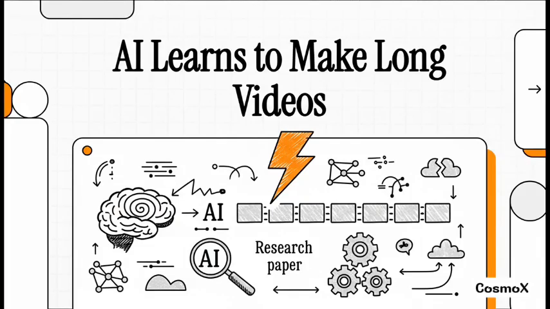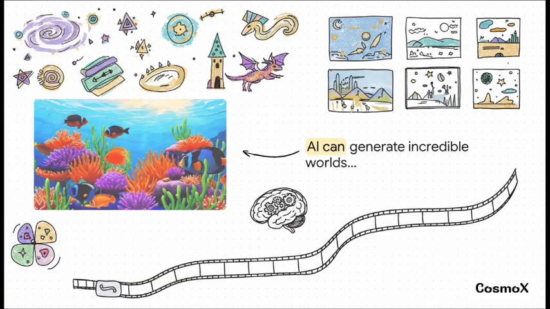Today, we're going to break down a research paper that just might have cracked one of the biggest problems in AI video generation. I mean, we've all seen these incredible AI-generated clips, right? They can create these stunning worlds. Some look totally real, others are like a painting, and some are just completely out there. The creativity, the detail, it's just mind-blowing.